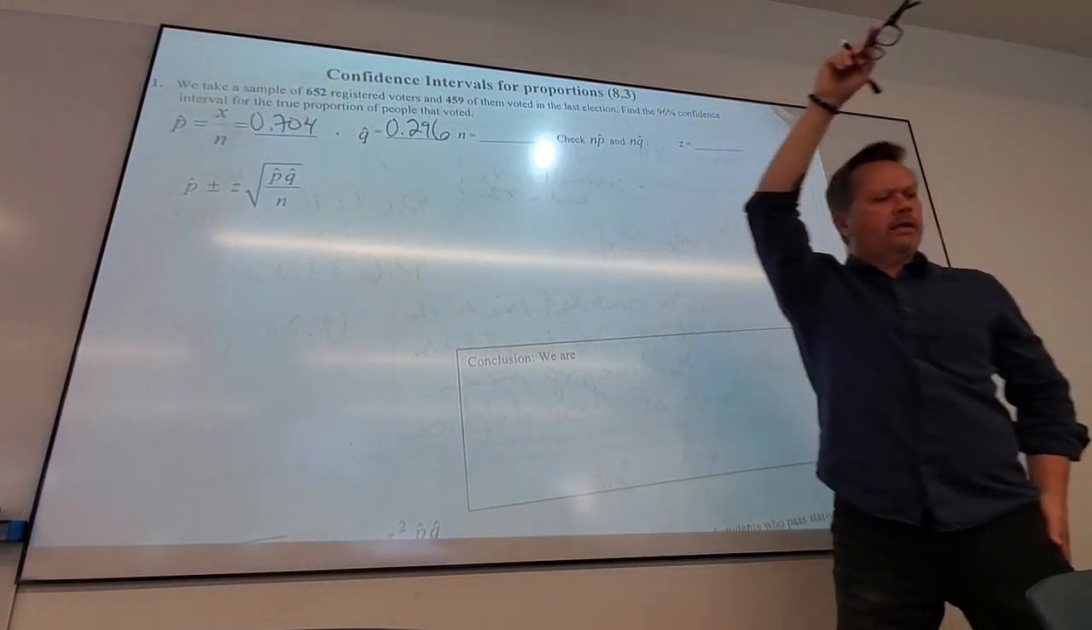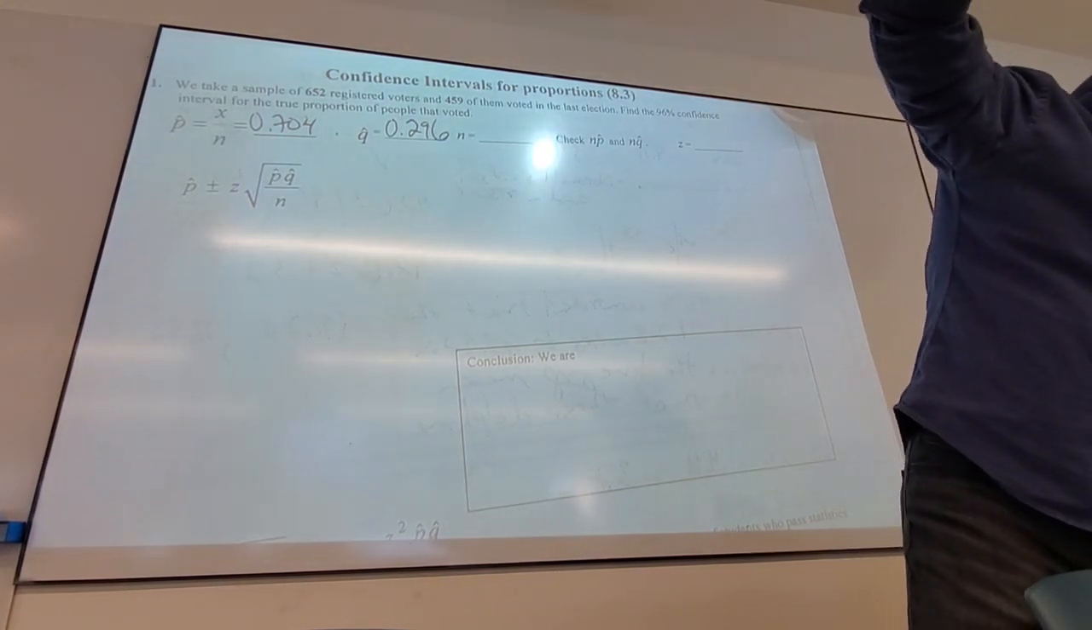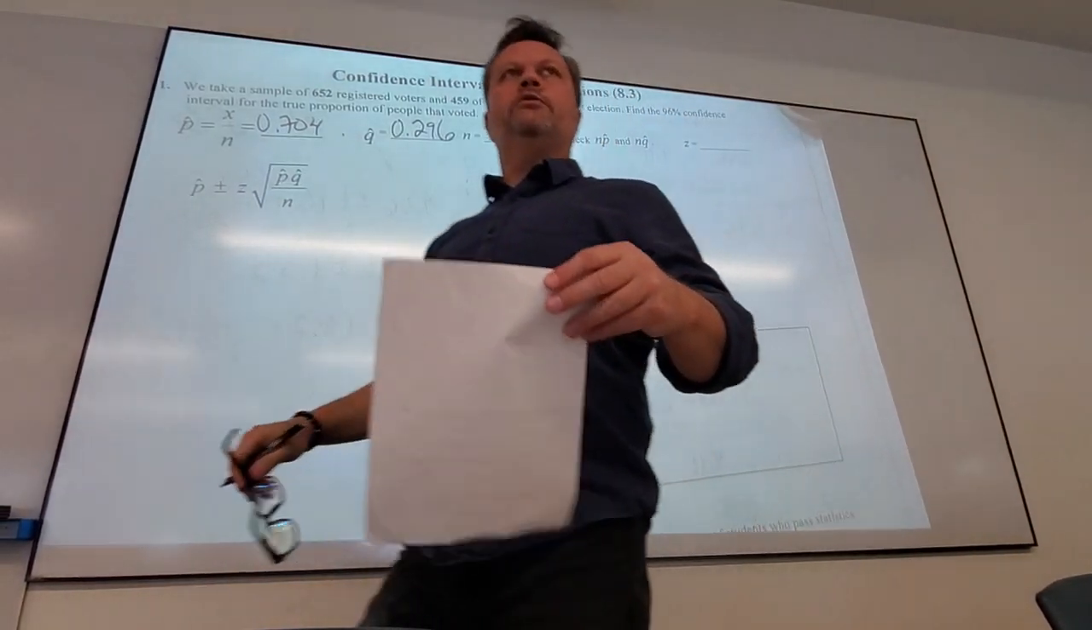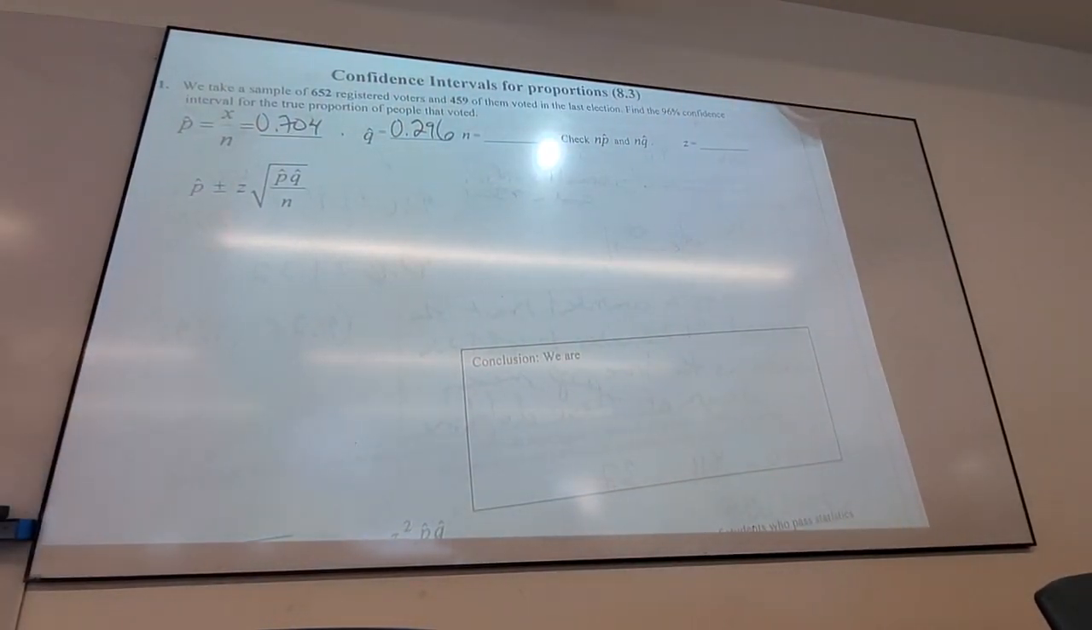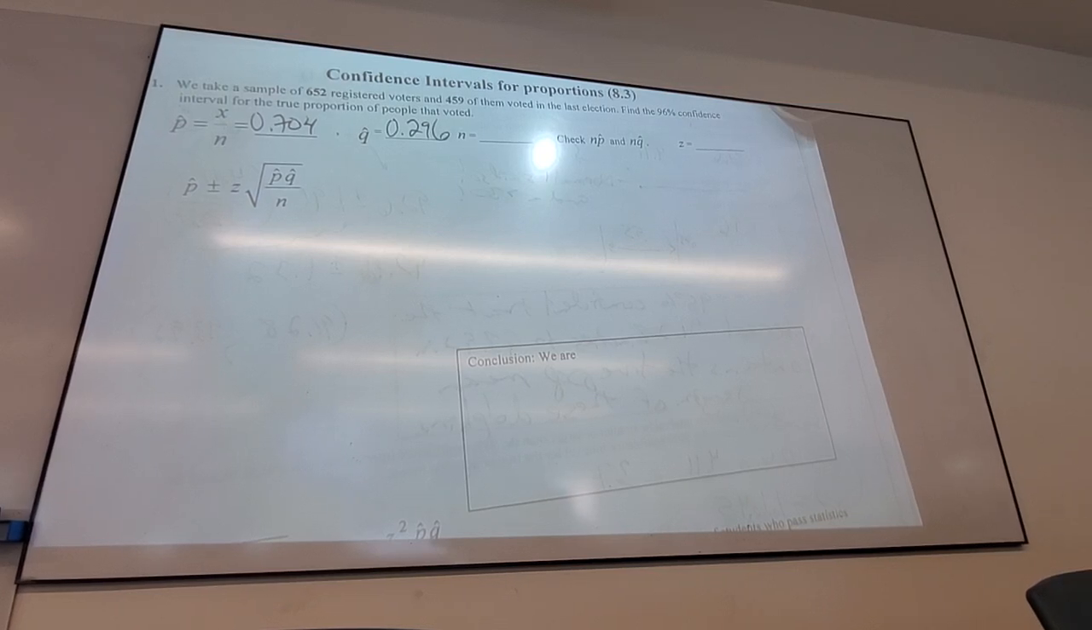Is everybody cool with where that came from? Okay. The 0.296? Alright. No matter what clothing they're wearing, what does P and Q have to add up to be? 100%. 1. So if P hat's got 0.704, Q hat gets the rest. 1 minus 0.704.